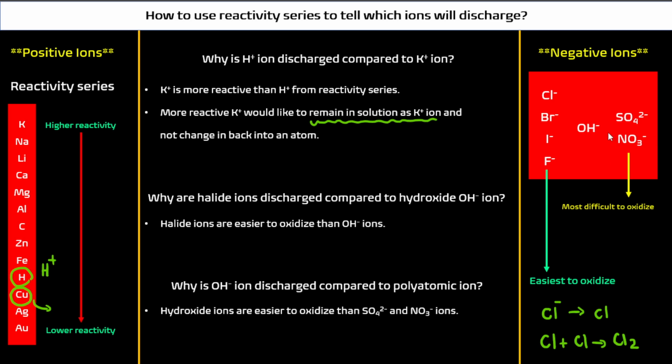But if we compare OH minus to polyatomic ions such as sulfate or nitrate, hydroxide ions are much easier to oxidize than sulfate or nitrate. So you should remember it this way. If it is between halides and OH minus, halides will get discharged. If it is between polyatomic ions and OH minus, OH minus will get discharged. If you follow these two methods, it will become very easy for you to write down the equation.